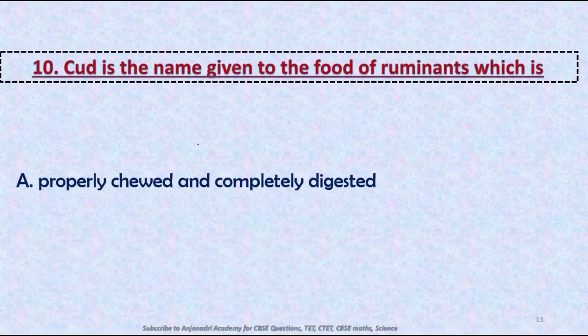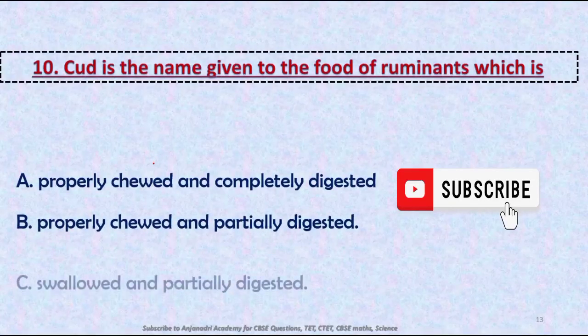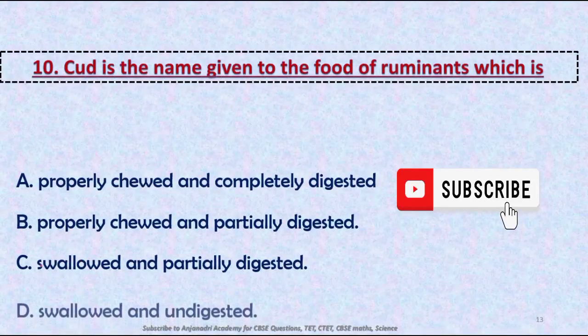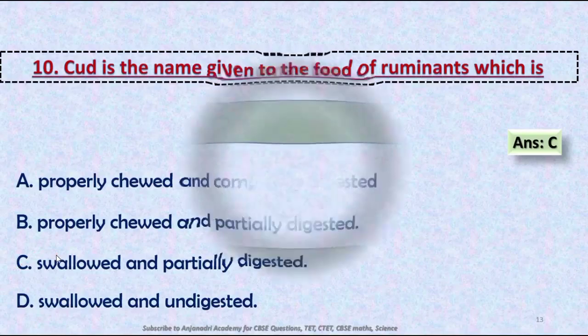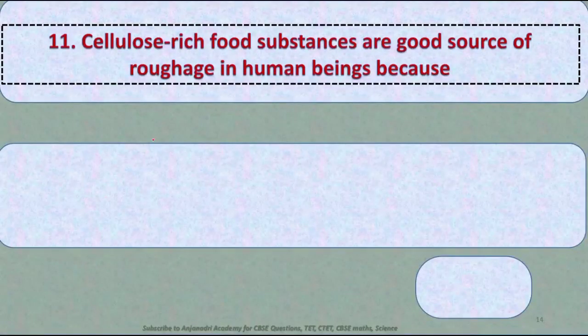Curd is the name given to the food of ruminants which is: properly chewed and completely digested, properly chewed and partially digested, swallowed and partially digested, swallowed and undigested. The answer is option C, swallowed and partially digested. Option C is the correct answer.